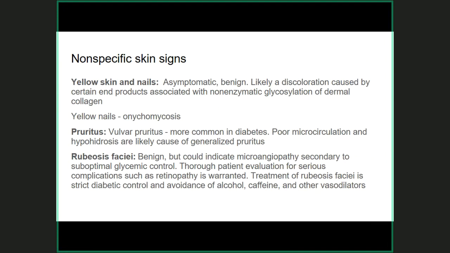Generalized itchiness, dry skin is a feature of diabetes, but what's more specific is vulvar pruritus. Poor microcirculation and decreased hydration or hypohidrosis are the likely cause of generalized itching. Rubeosis faciae, or red face, is benign by itself, but could indicate microangiopathy secondary to suboptimal glycemic control. We should be evaluating for retinopathy in patients with this condition, and again, strict diabetes control is often helpful.